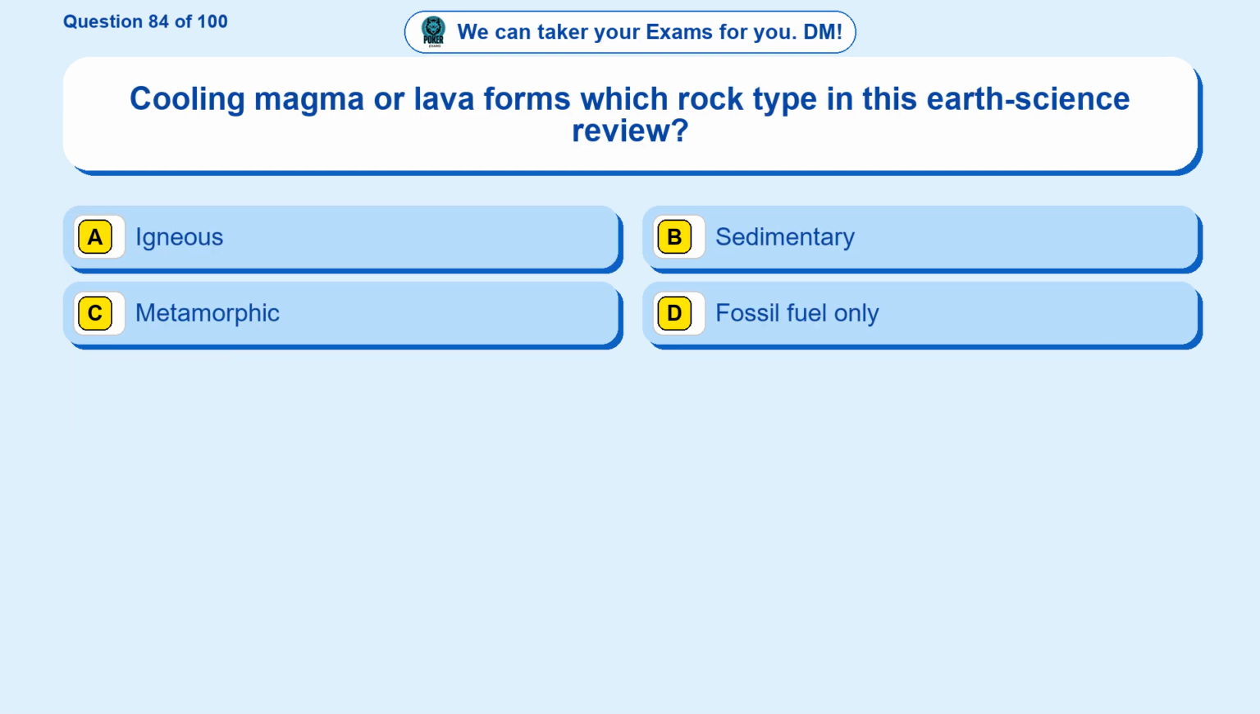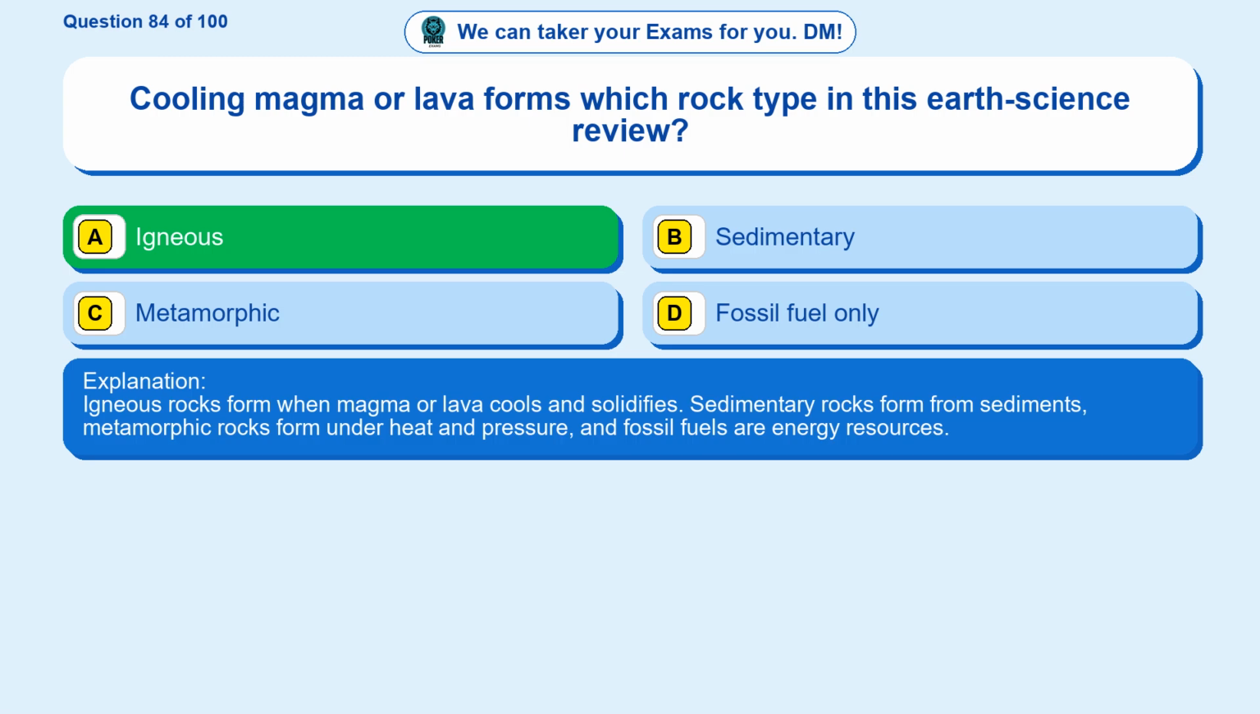Question 84. Cooling magma or lava forms which rock type in this Earth Science Review? Option A, igneous. Option B, sedimentary. Option C, metamorphic. Option D, fossil fuel only. The correct answer is option A, igneous.